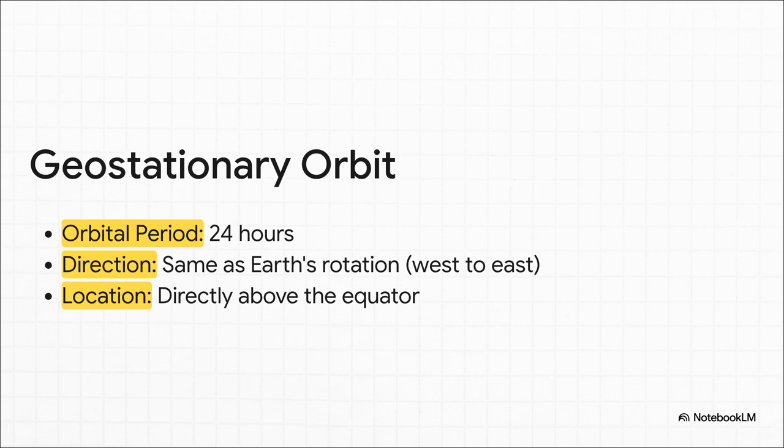Three things have to be perfect. First, its orbit has to take exactly 24 hours. Second, it has to be moving in the same direction as the Earth. And third, it has to be right above the equator.